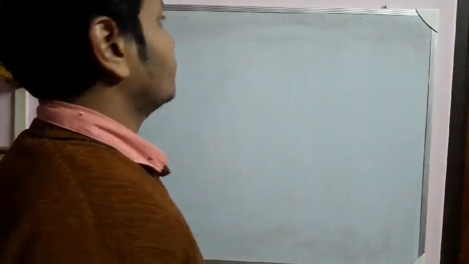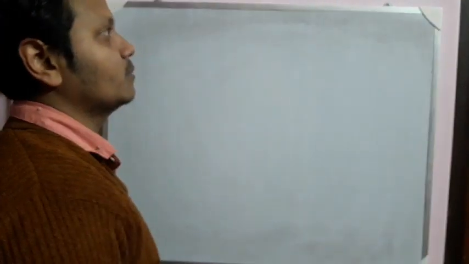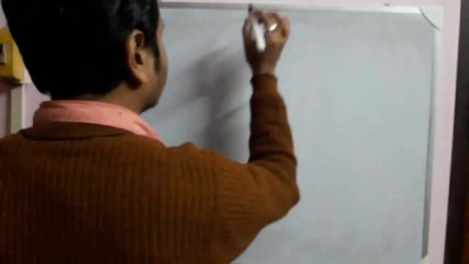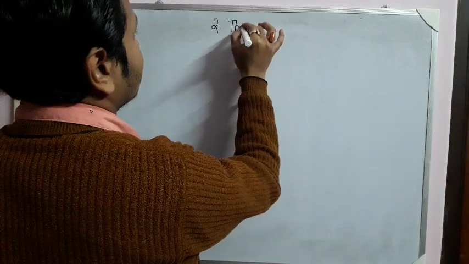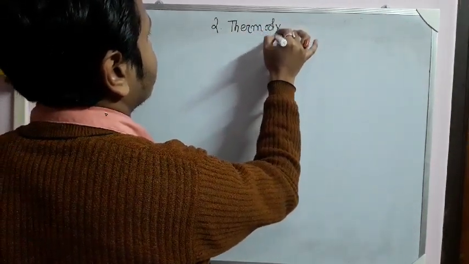Now yesterday I discussed Maxwell's relations, and there I proved the four famous Maxwell's relations. In today's lecture I shall discuss the second topic, that is thermodynamic potentials. That is lecture 2 of the Maxwell's relations chapter.